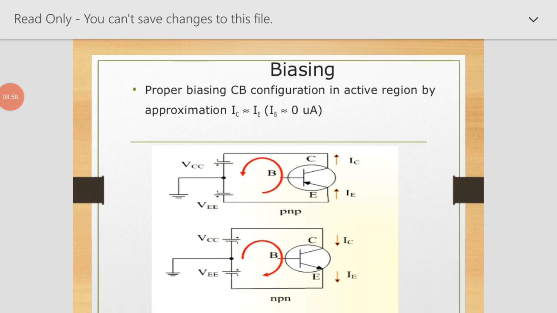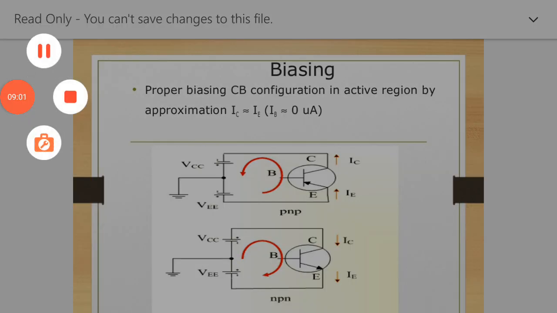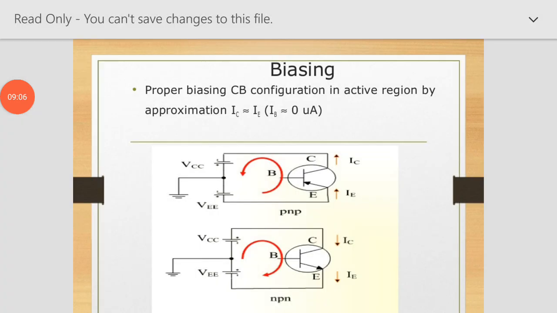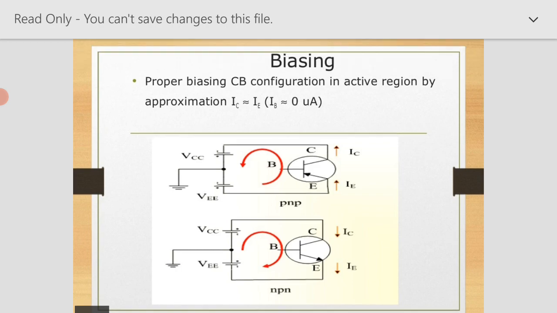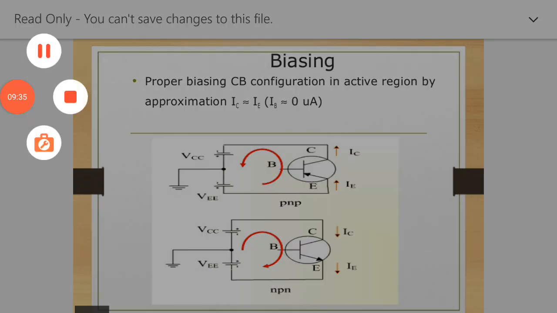Biasing. The main point of biasing is proper biasing of CB configuration in the active region. The biasing in NPN transistor and PNP transistor is as shown in the figure: forward bias and reverse bias. In forward bias, the base terminal is at a positive voltage and the emitter terminal at a negative voltage. In reverse bias, the base terminal is at a negative voltage and the emitter at a positive voltage. The next configuration we will see in the next lecture.